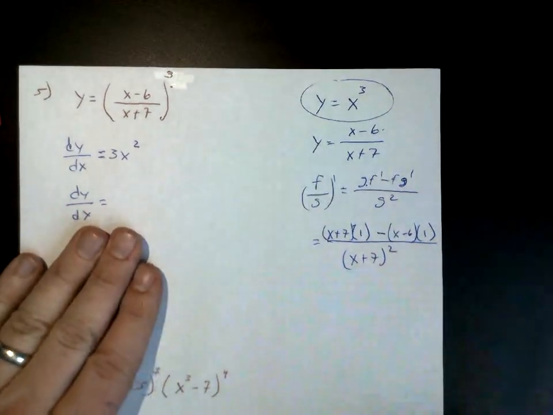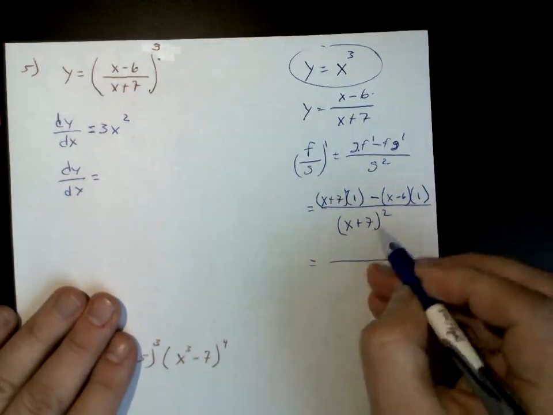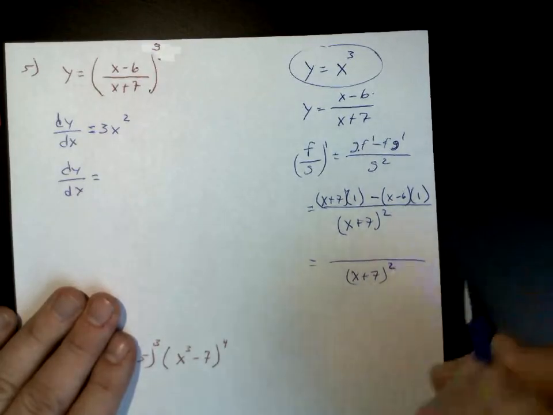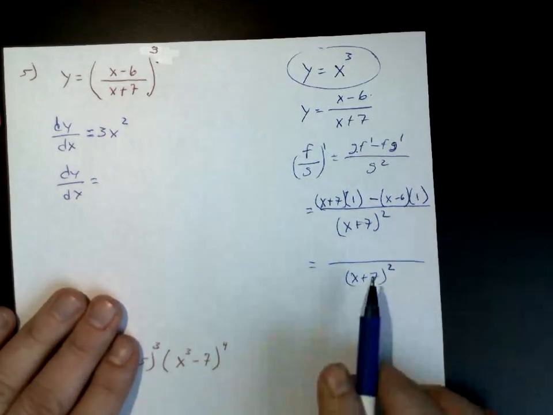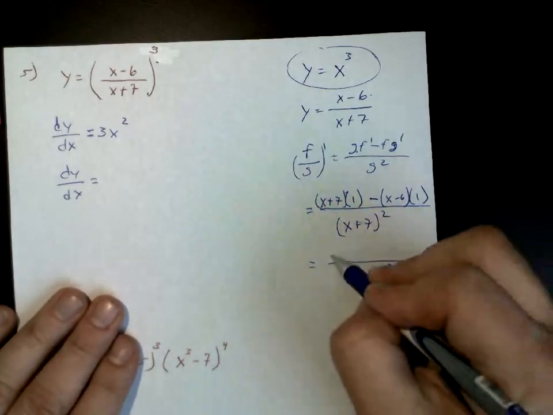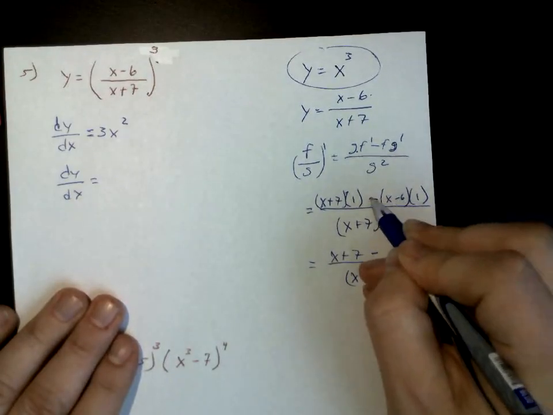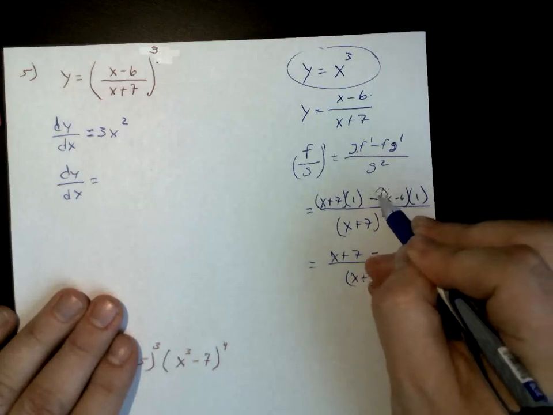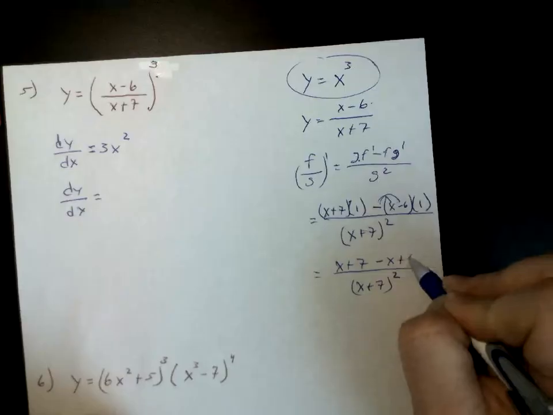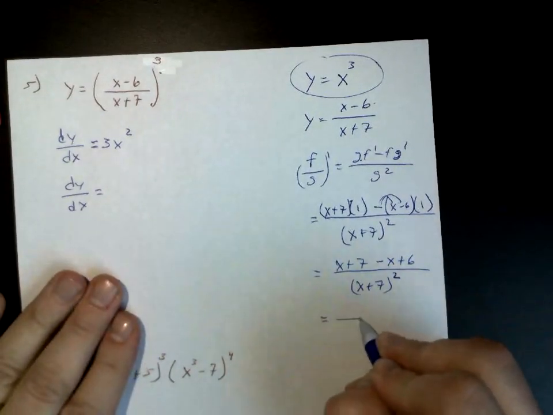Don't know if you see that or not. It doesn't look too bad. Clean it up. If you want to expand this, you don't have to. You can. It's not that bad, but we're not going to do it. Let's see. That's just going to be, oh, that's easy. x plus 7 minus, be careful here. Be careful. Boom, boom, right? So that's going to be negative, plus 6. Yep. Okay. Let's clean this up a little bit more.